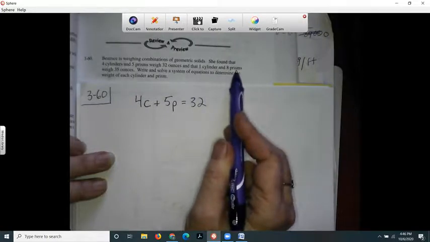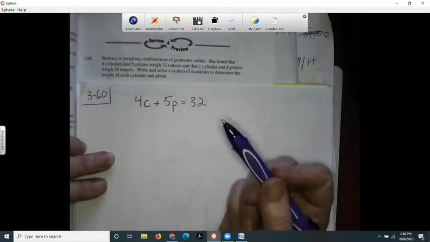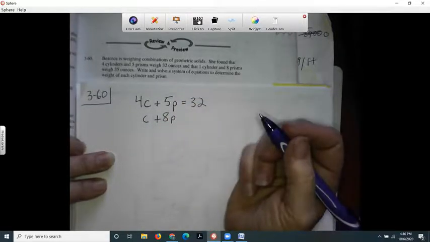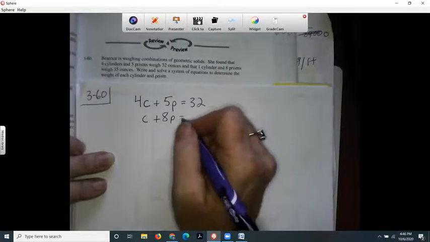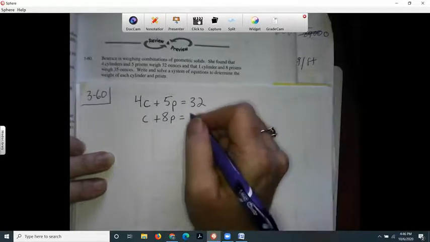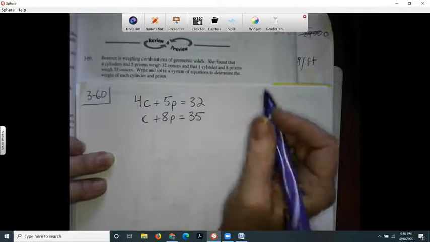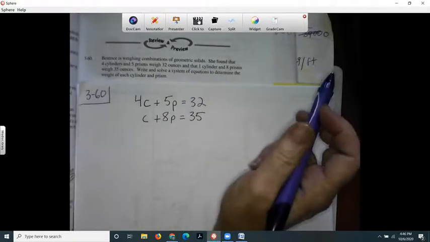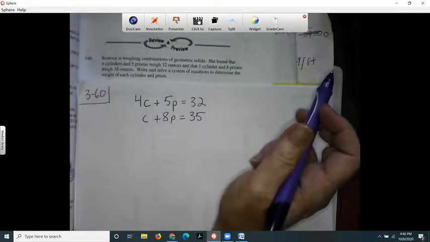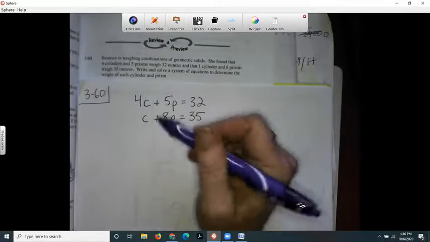And then the next sentence says 1 cylinder and 8 prisms weigh 32. So that's 1 cylinder plus 8 prisms. Sorry, weigh 35, not 32. See if I got that right. Write and solve a system of equations to determine the weight of each cylinder and prism. So I'm solving for C and for P.